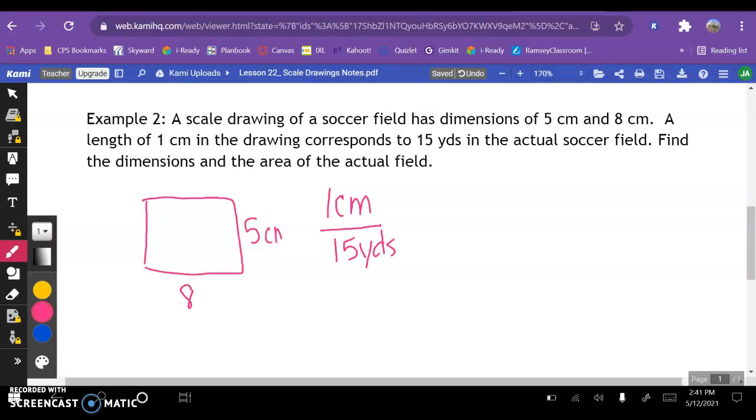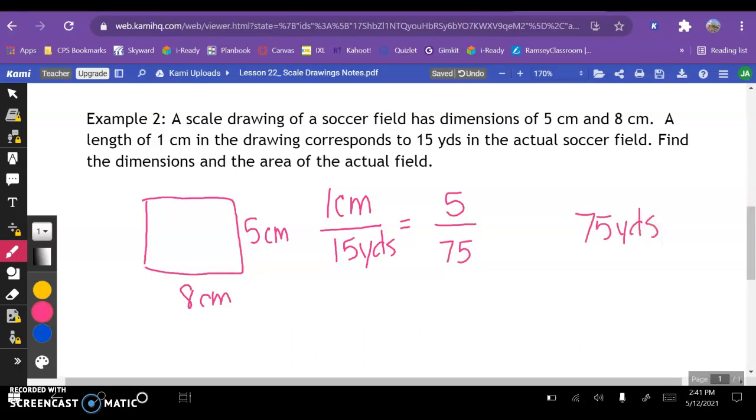So these in my drawing, they're actually centimeters. So if I set up a proportion, I have 5 centimeters. I went from 1 to 5. So that's timesing by 5. So if I do 15 times 5, that's 75. So it would be 75 yards.